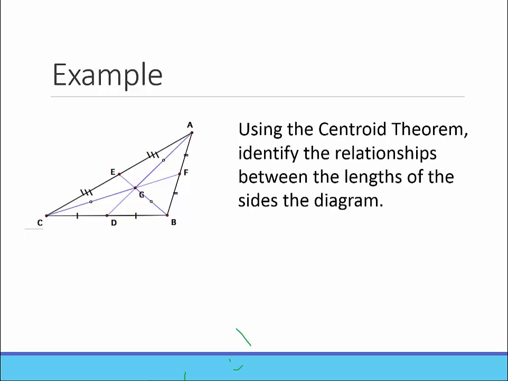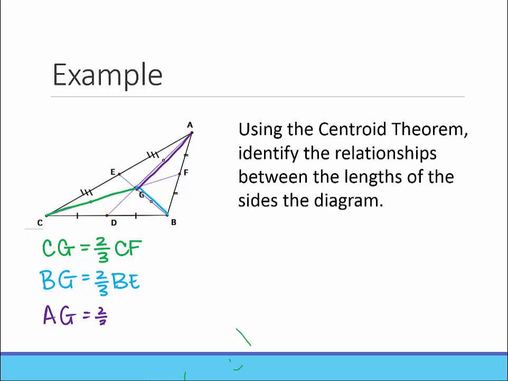If I wanted to find the length of, let's say, C to G, from here to here, I know that's going to be 2/3 of the whole length CF. And if I look at B to G, I know that has to be 2/3 of the whole length BE. And then the last one, you can kind of tell because it's longer, A to G is going to be 2/3 of the length from A to D.